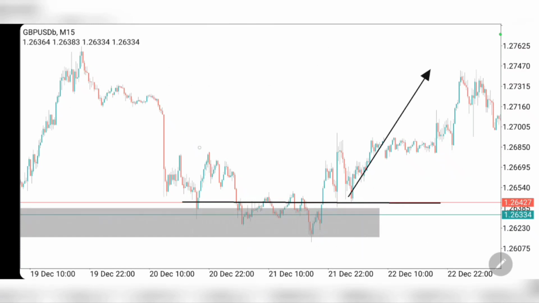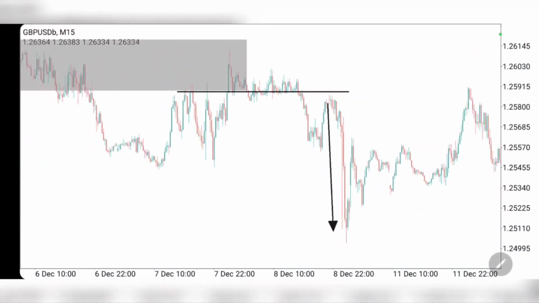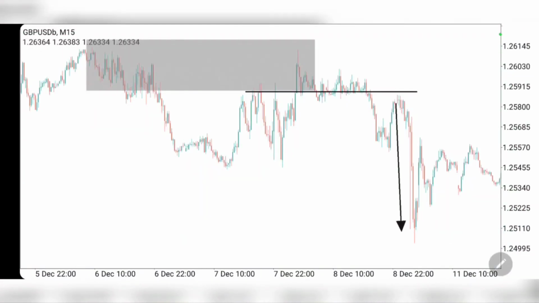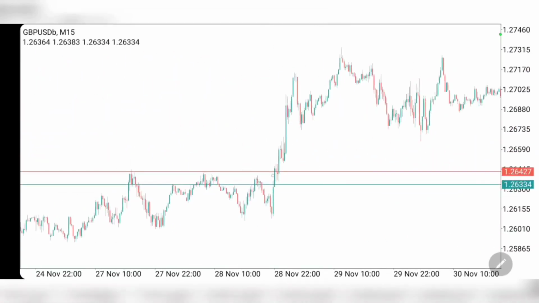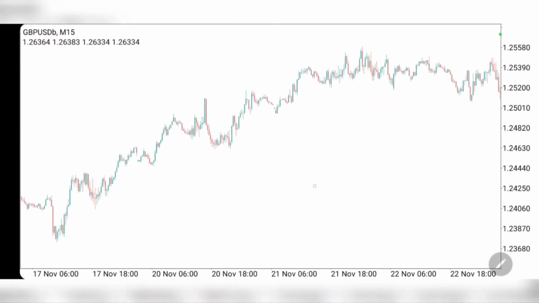All right, let's see if we have more. This one as well. This is the sell scenario of it. All right, so that is what happened right there, the advanced Quasimodo strategy. So you need to take out your time to backtest this strategy.